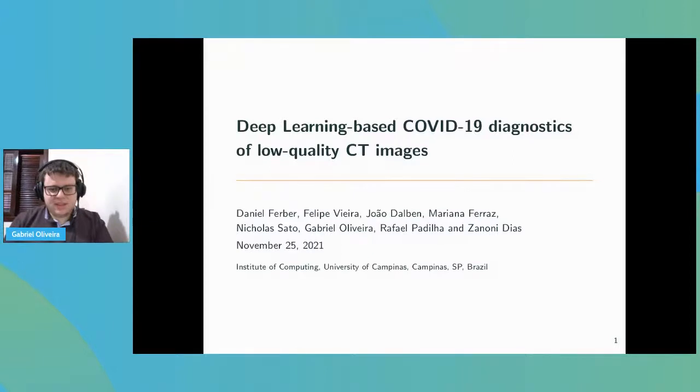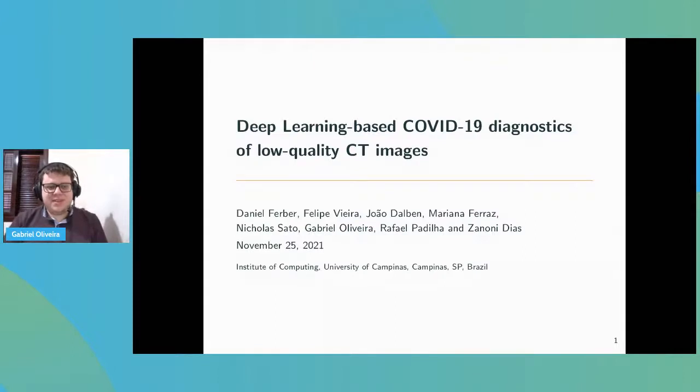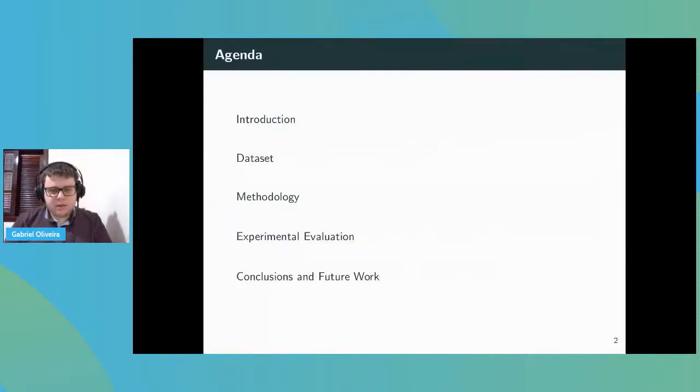Thank you. So I am Gabriel. I'm going to present the paper Deep Learning-Based COVID-19 Diagnostics of Low-Quality CT Images. The authors of the paper are myself, Daniel Ferber, Felipe Vieira, João Dalben, Mariana Ferraz, Nicolas Sato, Rafael Padilha, and Zanoni Dias. This is the agenda of the presentation, so I'm starting with the introduction, then I'll discuss the dataset, methodology, experimental evaluation, and conclusions and future work.